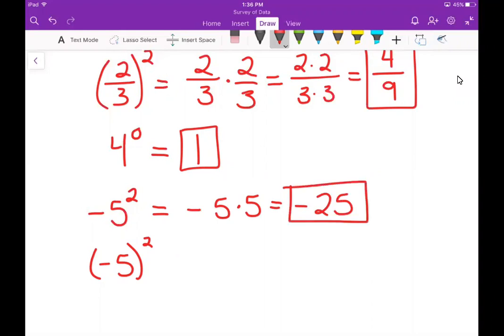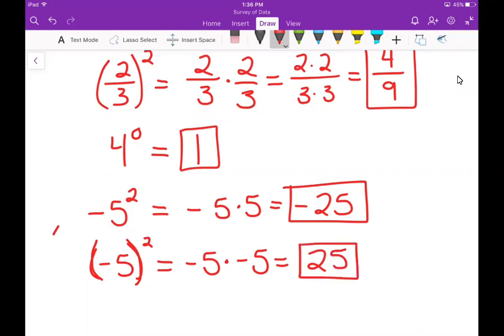25. Now when we have these parentheses containing that negative, that means the entire thing inside the parentheses is squared. So this is -5 times -5, and when I take two negatives multiplied together, I get a positive, so this answer is positive 25. So here it's a major importance to know the difference between when the negative is in parentheses, so that the exponent is acting on that negative, and when the negative is not in parentheses, so the exponent is not acting on that negative.